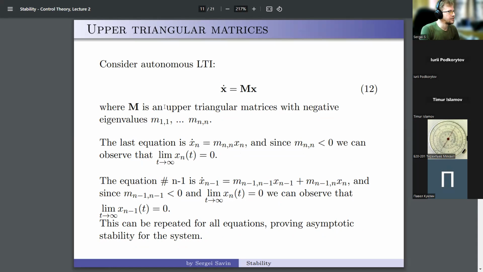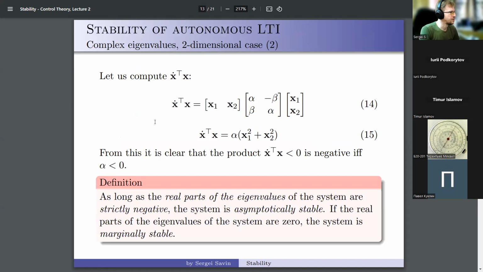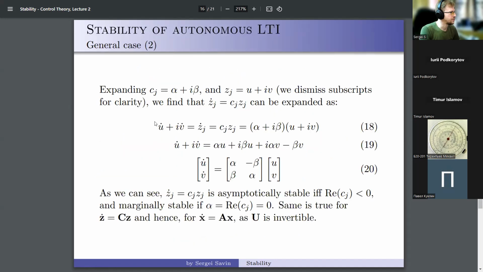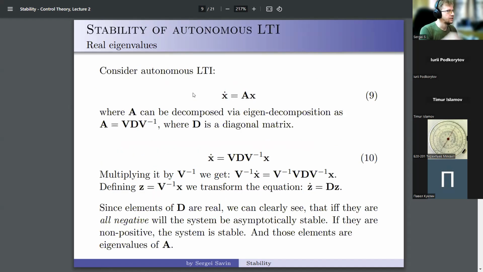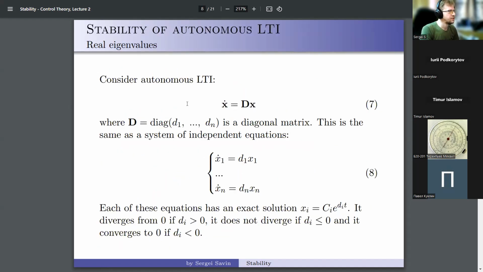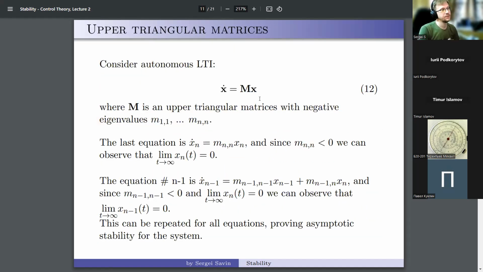Now, before I move on, let me just say that in general, stability, yes, let me maybe skip, can I skip slide? No, I can't. Unfortunately, okay. Spoiler for 2 slides ahead: stability in general depends on eigenvalues for any system, not only for upper triangular, not only for systems with real eigenvalues, not only for diagonal systems. For all systems, it depends on eigenvalues.